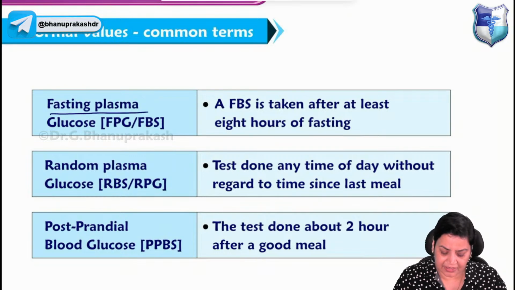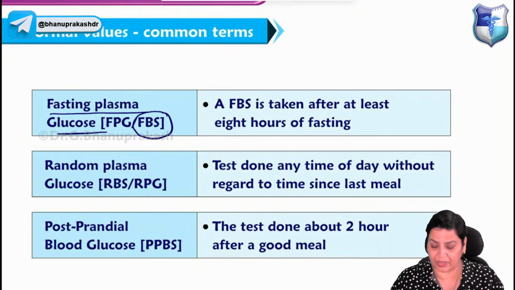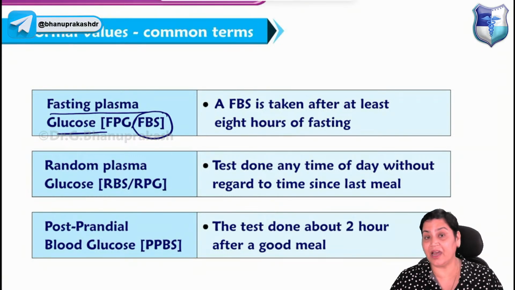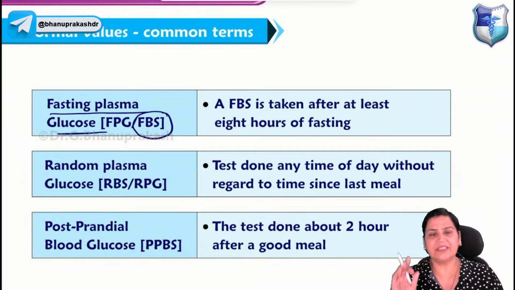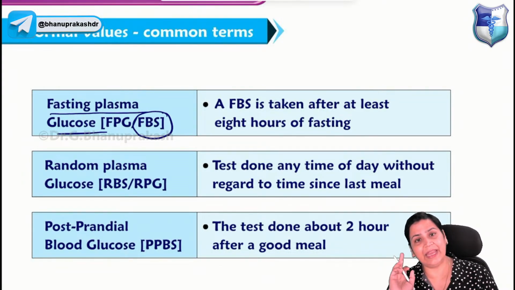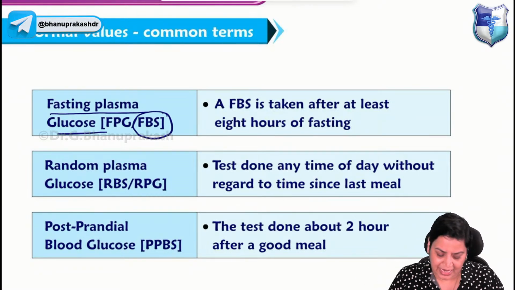See, fasting blood glucose, we designate it as FBS, fasting blood sugar. An FBS is taken after at least 8 hours of fasting. It should be 8 to 12 hours of fasting basically. Suppose you had your meal around 8 o'clock at night, so at least you should give some 8 to 10 hours of gap. That will be known as a fasting blood sample.